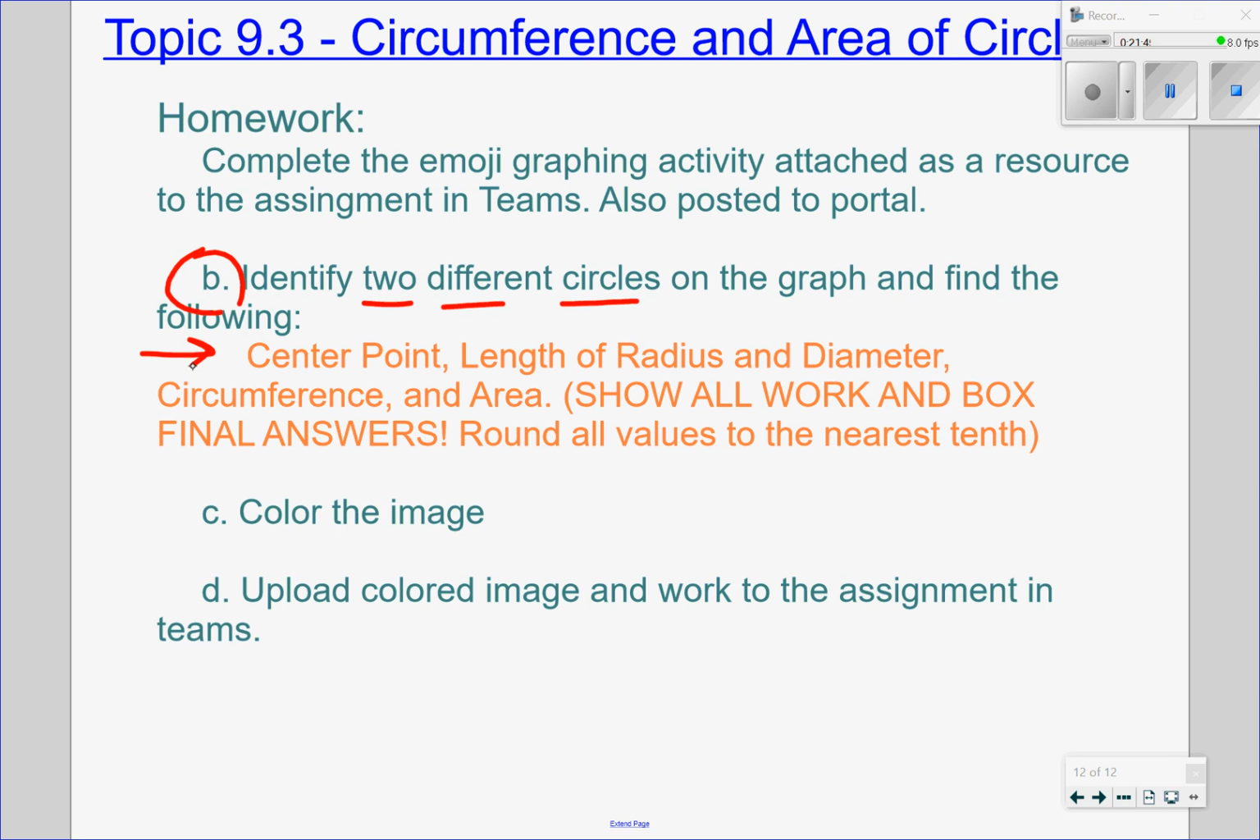You're going to find the following things within that circle. Find the center point, pick 2 points that represent the center and the radius, or a point that would be on the circumference, and then show all your work. Make sure you're rounding your final values to the nearest tenth in order to find area, circumference, diameter, and radius. Go ahead and color your emojis, make them nice and pretty, and then scan your work and your emojis and turn them into the assignment.